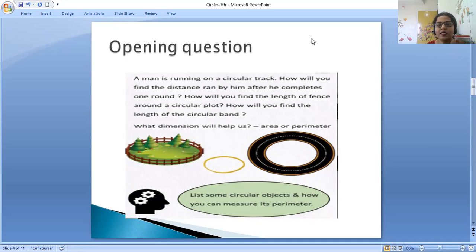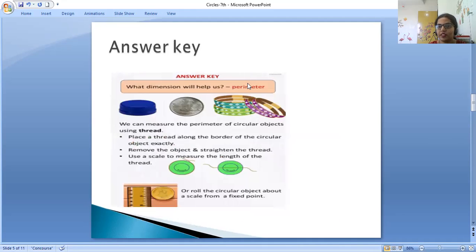Okay, so now just list some circular objects and think, how will you find out the length? Can I have some answers? Yeah. So the answer is with the help of perimeter, right? As you correctly answered. So we can measure the perimeter of a circular object using a thread.